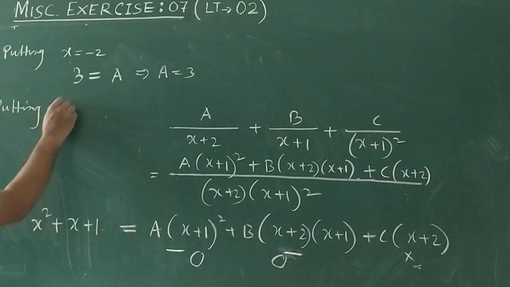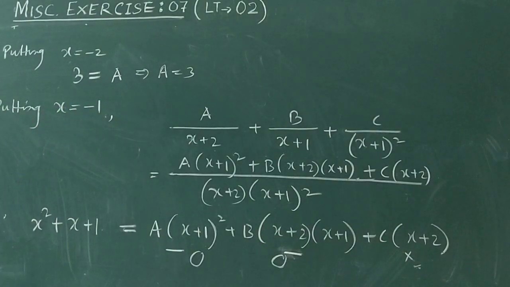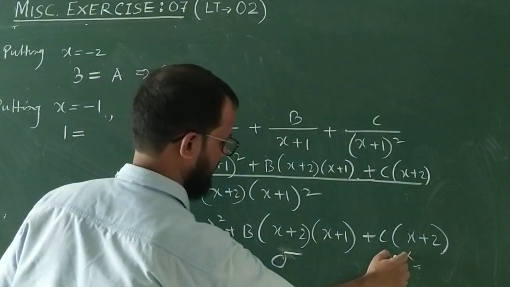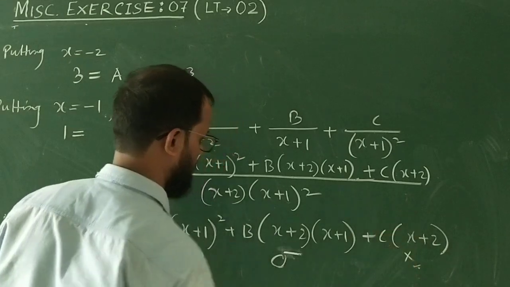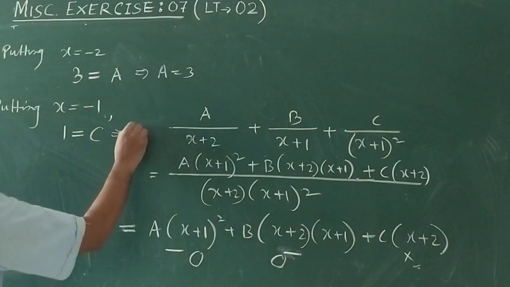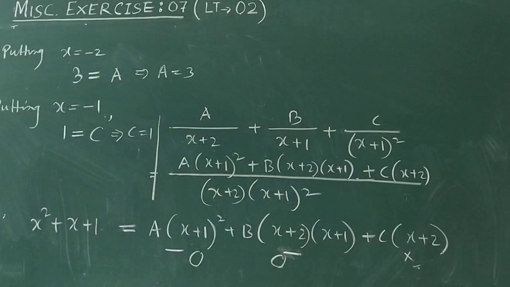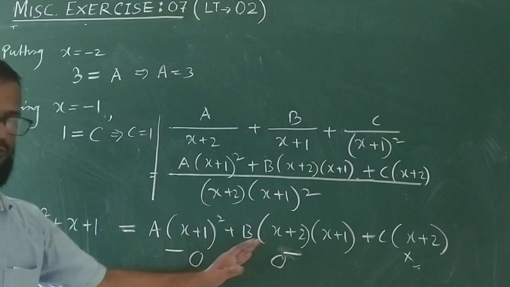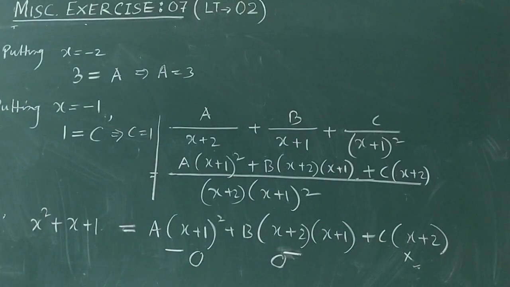So putting x equal to minus 1, the left hand side is minus 1 whole square is 1, minus 1, 1 minus 1 is 0, and plus 1, so the left hand side is 1. On the right hand side this is 0 and this is 0, so when you put x equal to minus 1, only c remains, that is c equal to 1. So you are getting c equal to 1. Okay, now to find the constant b, in such cases we will compare the coefficient of x square. What is the coefficient of x square on the left hand side, 1, and what is the coefficient of x square on the right hand side.